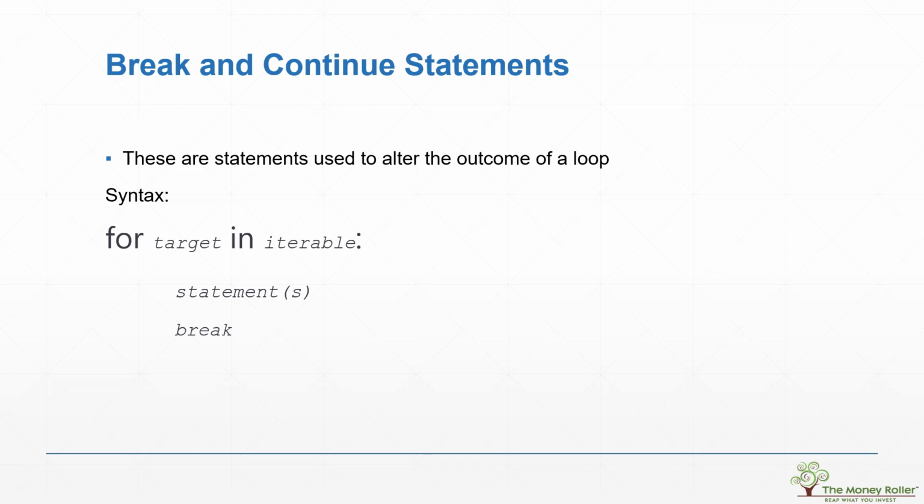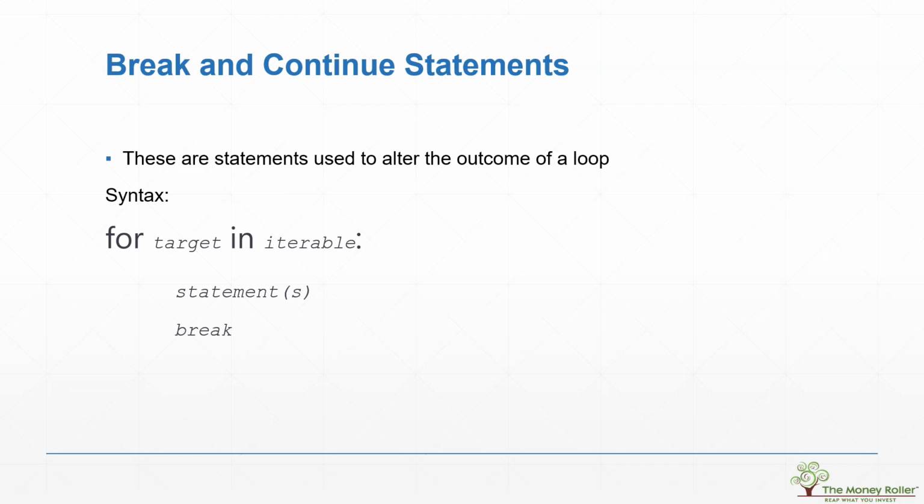So after studying if, while and for loops, there are two statements, the break and continue statements. These statements are used to alter the outcome of a loop. So let's say that you have an iteration that you don't want to run for each and every variable of the iterable. In a for loop, as we know, the loop will run for each and every variable of the iterable, of the list.